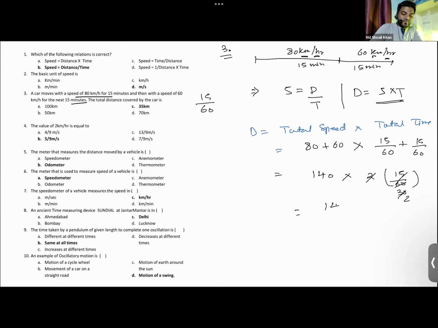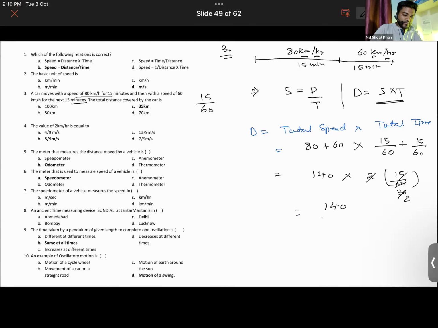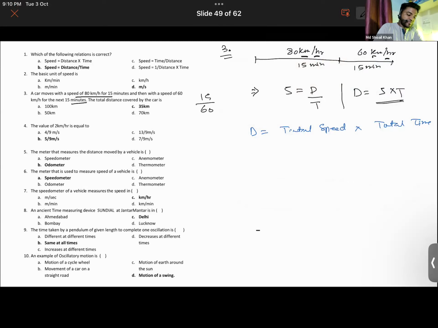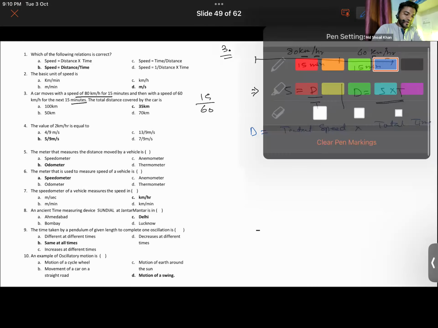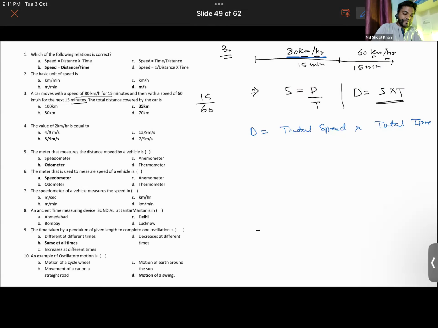So we are left with 140. Can you explain again? I don't get it. Okay, sure. Look here. What we are trying to find here, the question is asking to find the total distance covered by the car. The speed for the first 15 minutes is given as 80 km per hour, and then for the next 15 minutes it is 60 km per hour, right?